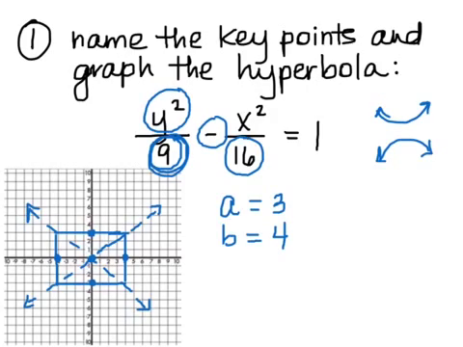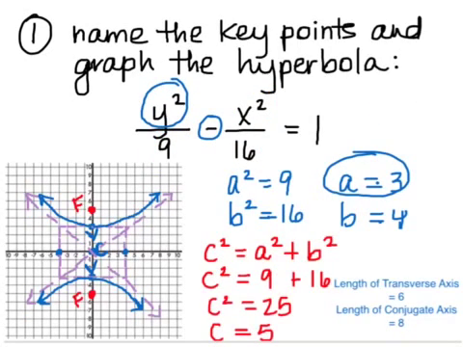So once you have your A and B, you can draw your 4 points. Notice A has to go in the direction of the y because the A squared is under the y squared, and the B has to go in the direction of the x because the B squared is under the x squared. And rather than drawing an ellipse through those 4 points, you draw a box through those 4 points, and then you draw asymptotes going through the diagonals of the box, and then your hyperbola is going to be drawn close to those asymptotes going up and down. And I'll put the rest of the information here so that you can process how you would find the foci.